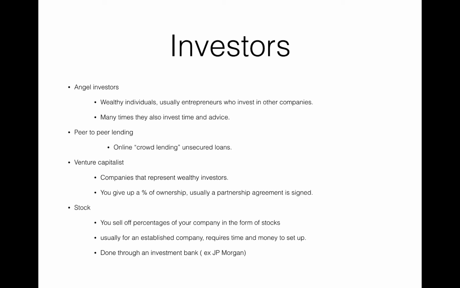Usually when you start selling stock, it's already for an established company. And the reason why is because when you start openly trading stock in the stock market, it requires a lot of time and a lot of money to set up. You have to go through a middleman, like an investment bank like JP Morgan, and they're the ones who actually look at your business and see if it's worth putting out there and selling stock to their clients to pick up, or to making it public. And so this is an option for you to be able to raise capital in the future.